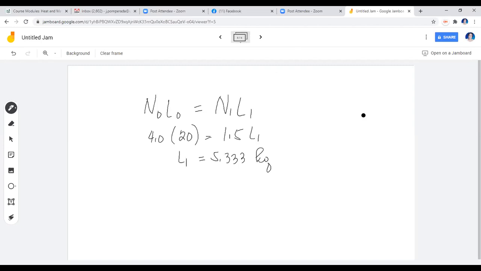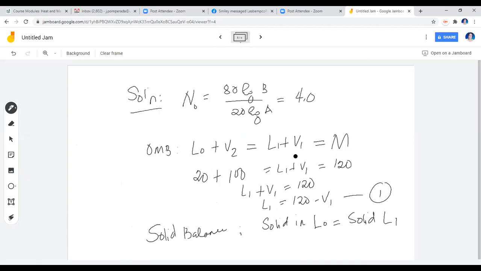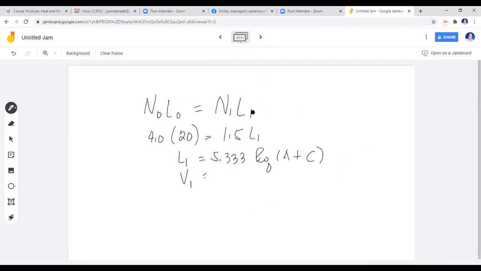kilograms. So what do we have in L1? Kilograms, A and C. L1 is just A and C. L0 is just A. Your slurry contains a solution having the solute and the solvent. It carries the same solution that is present in the overflow. So since we know already your L1, then we can find V1. So your V1 is your 120 minus 53.33.